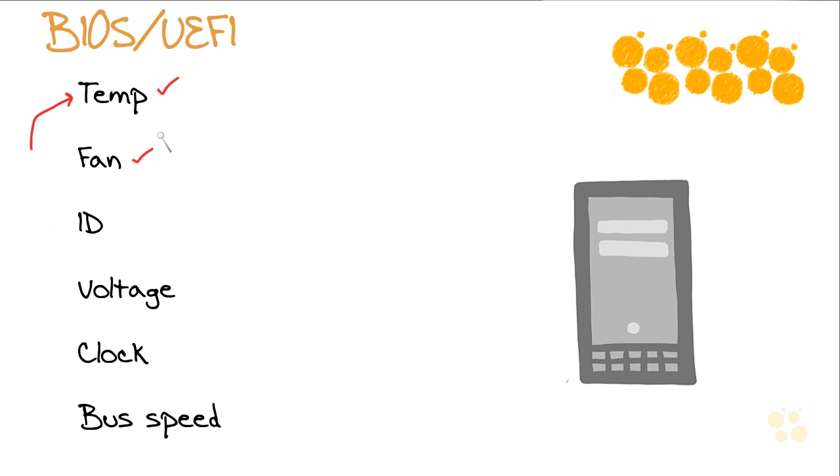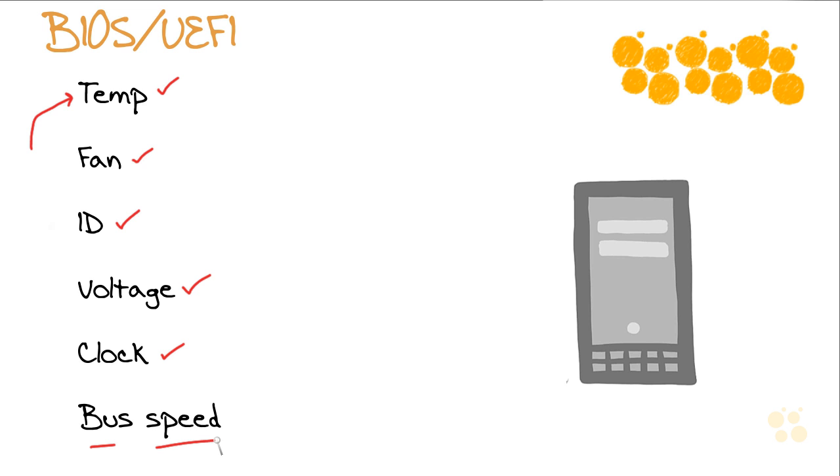The fan speeds. Maybe if your case has security on it, you can see if someone has opened the case with what's called intrusion detection. The voltages running through your device can be monitored. Of course, the clock settings and the bus speed. The bus speed is basically referring to how fast things can be communicated in the circuitry of the computer. There's a bunch of different buses on the motherboard, and they're going to dictate how fast stuff can move from one component to the other, and these speeds can be monitored.